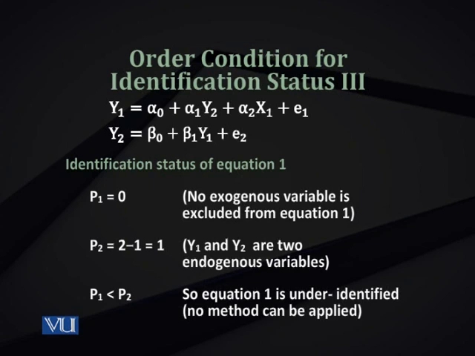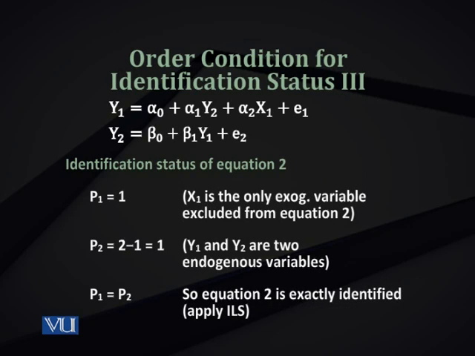So as P2 was 1 and P1 is less than P2, and the criterion is that if P1 is less than P2, the equation is unidentified. So the first equation is unidentified. Now focus on equation 2. y2 is beta naught plus beta 1 y1 plus e2.